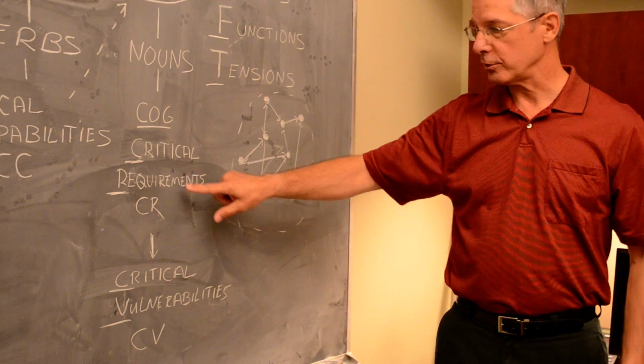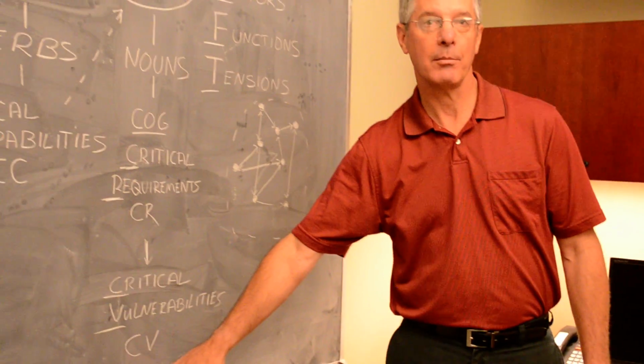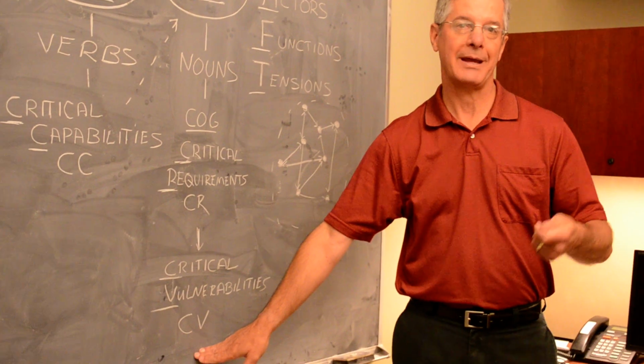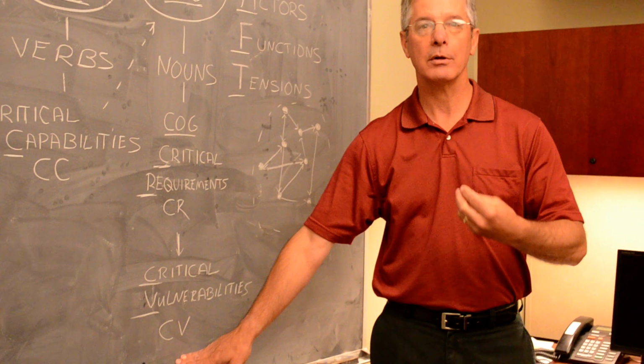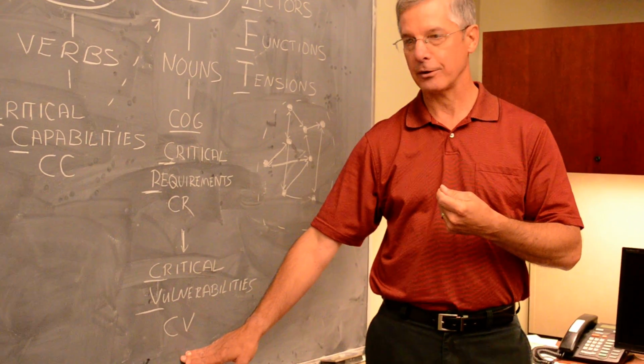Then what you want to do is look at those critical requirements and try to determine if any of them are vulnerabilities. A vulnerability that you perhaps can exploit if you're looking at an adversary, or a vulnerability if you're looking at yourself that you may need, in fact, to protect.